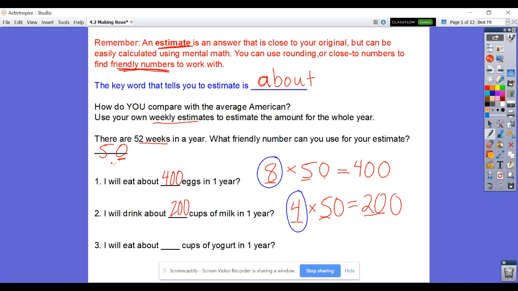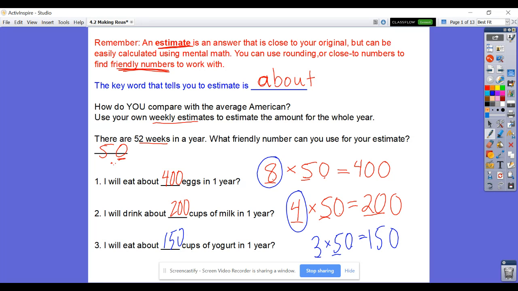Okay, last but not least, let's do cups of yogurt. I probably have 3 cups of yogurt in a week, I'd say. So I'll do 3 times 50 to get my estimate for how many in a year. 3 times 5 is 15, one more 0. Okay, so for me, it's about 150 cups of yogurt.